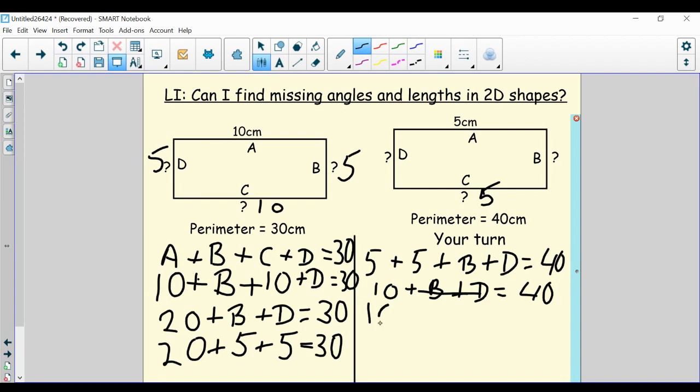So I'm going to replace, I think that B and D are 15. I can check my answer by swapping out the B for a 15 and the D for a 15, and then adding up these three numbers. 10 plus 15 is 25, plus another 15 is 40. So I know I must be correct there.